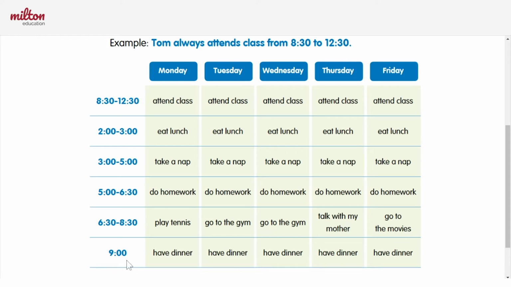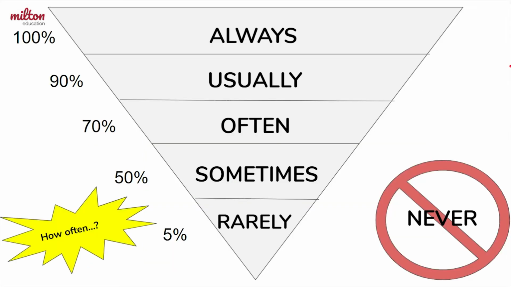But Tom always has dinner at 9:00. He never has dinner at 5:00 because he usually does his homework from 5:00 to 6:30. Did you hear how I used these words? Always, usually, often, sometimes, rarely, or even never?